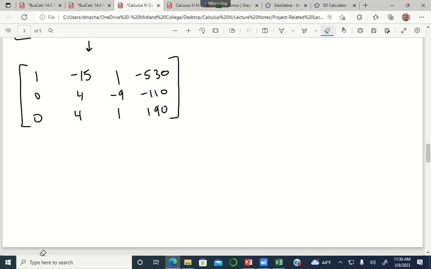So dividing the second row by 4 makes this a 1. This is going to be negative 9 over 4. And then 110 divided by 4 would be 55 halves. Again, I hate dealing with fractions whenever I do this, but it seems like it's the only way to proceed.